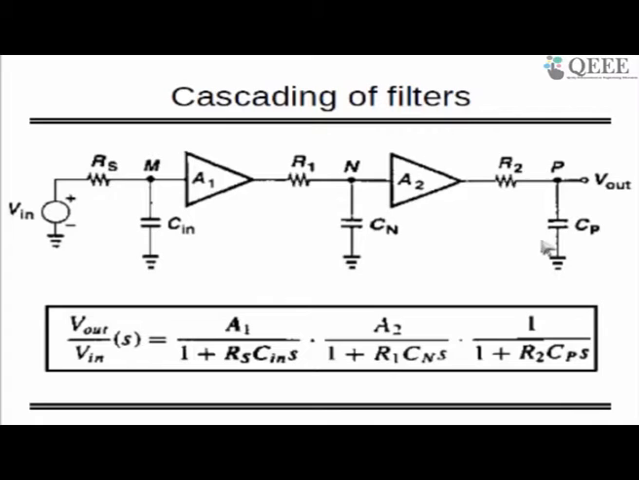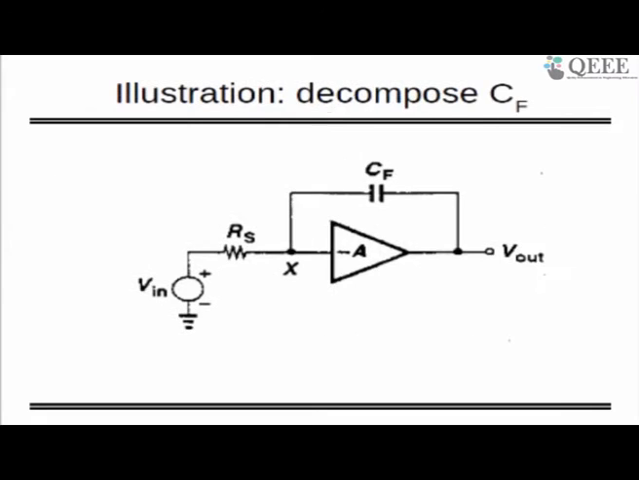Similarly, you can write down this one also. So all three will be multiplied. This kind of thing is called cascading. You can cascade 2, 3, or as many as you want. It's not a problem.